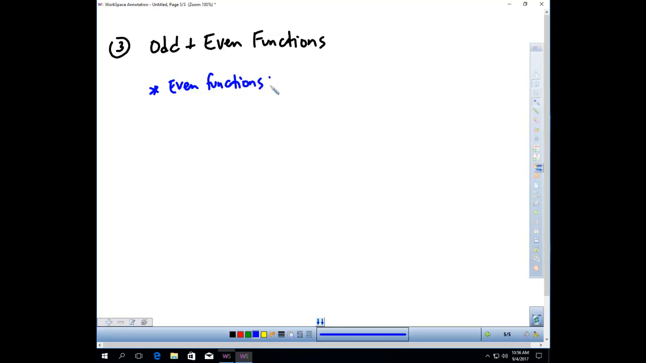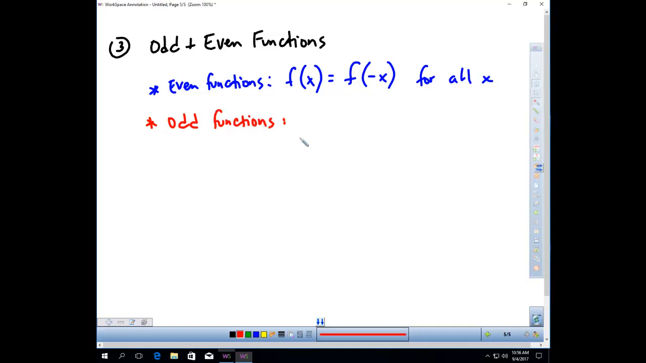Alright, an even function is defined when the f of x always equals the f of the opposite of x for any x value you plug in. Alright, so the f of x and the f of the opposite of x are equal to each other. Odd functions are defined when the f of x is equal to the opposite of the f of the opposite of x for any value that you plug in for x.